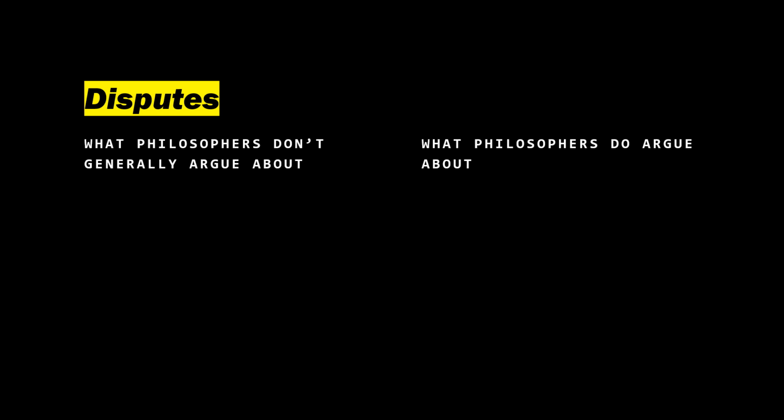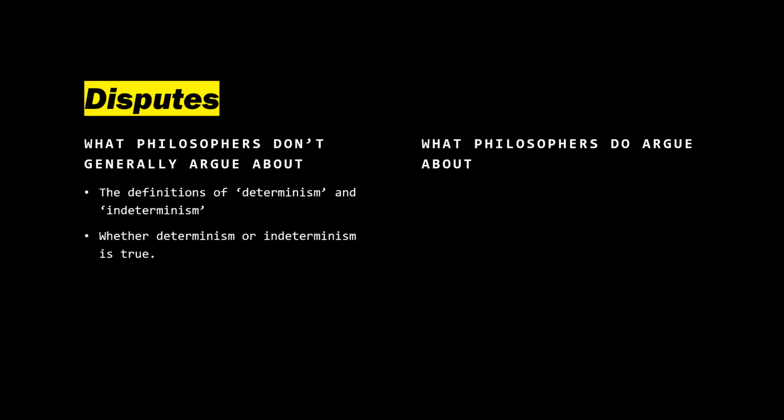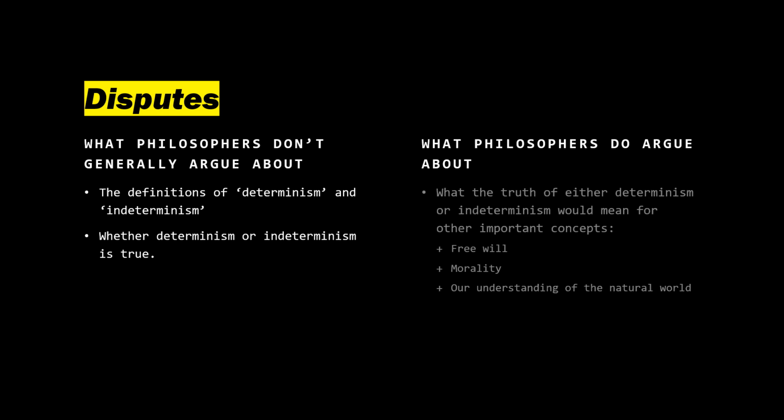So among the things that people don't generally argue about, the first of them is the definitions of determinism and indeterminism. Those are not particularly contentious. Right? I think just about everybody agrees on what determinism and indeterminism actually mean. And again, with very few exceptions, people don't generally argue about whether determinism or indeterminism is actually true. Now, I'll try and explain why on the next couple of slides here, but before that, I'd like to move over to the kinds of things that philosophers do actually tend to argue about and what the main areas of dispute are among the people who are quoted in your text.